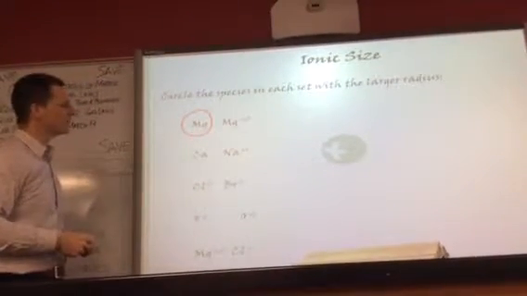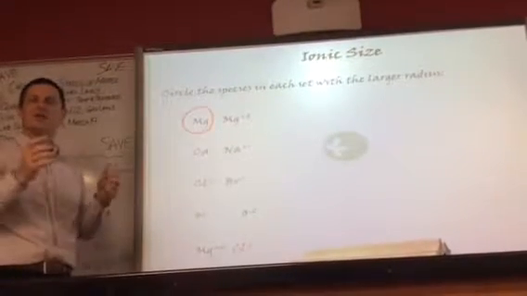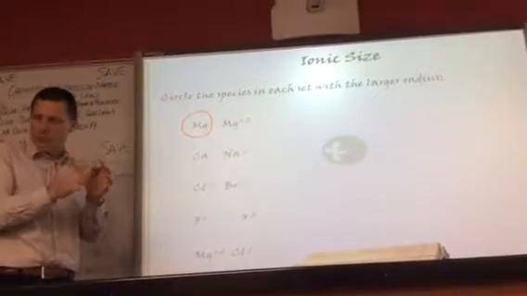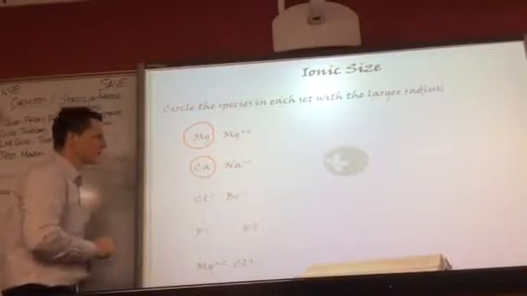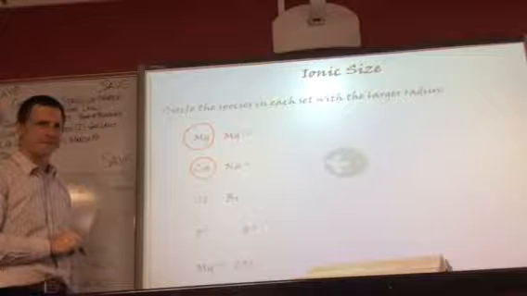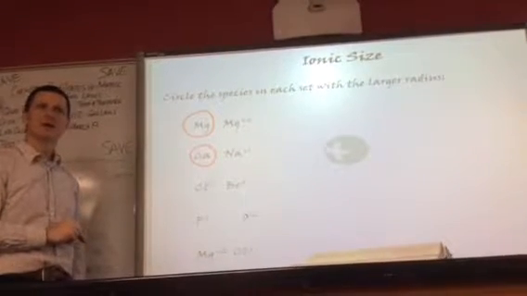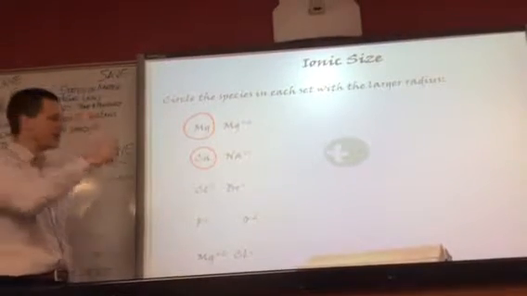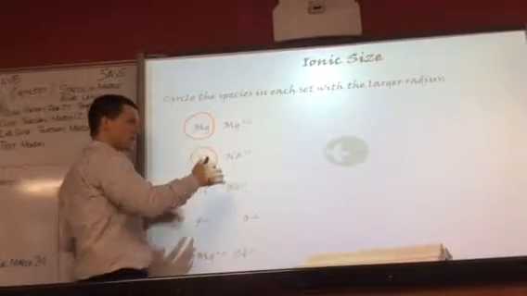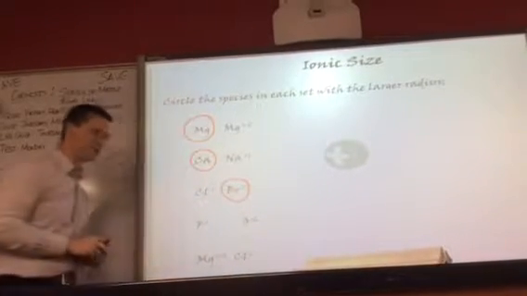What about calcium versus sodium positive 1? Calcium. When sodium becomes an ion, it gets real small. And calcium is pretty big in the first place, so calcium would be the bigger one. How about chloride versus bromide? Both in the same family, they both get bigger when they become negative ions. But bromine, because it has another energy level of electrons, is a bigger ion.